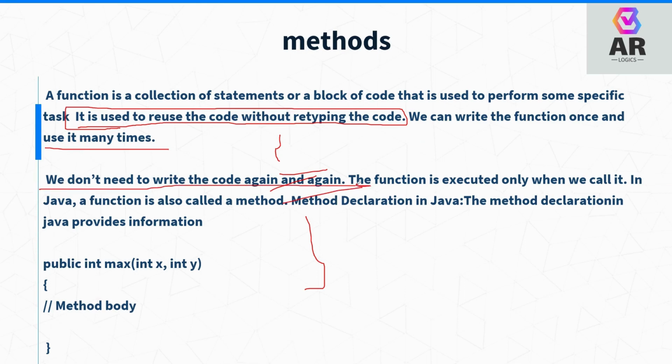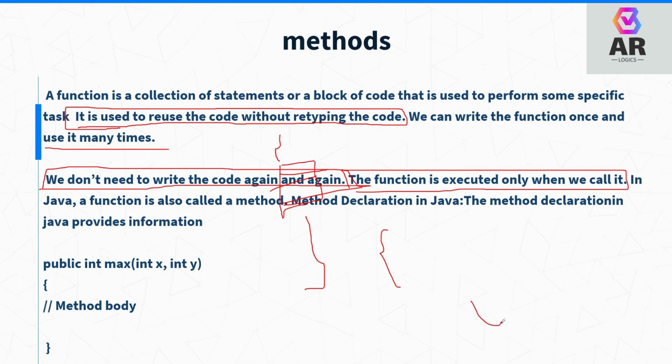You can use that same method name, that same block of code. The function is executed only when the method is called. This method will be executed when you call the method, then only will the code inside it be executed.